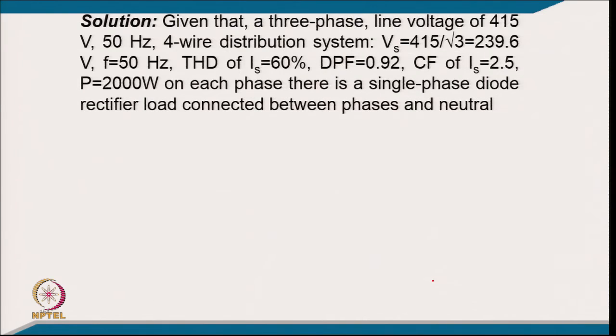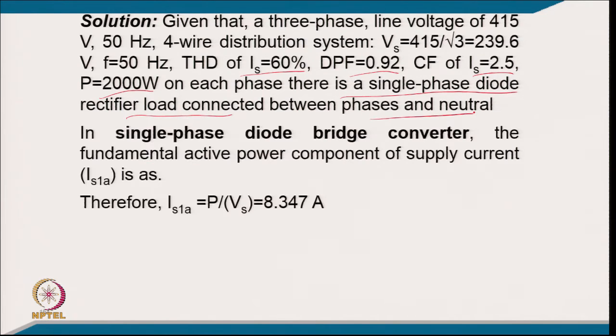This is the neutral current, and this is the 3-phase current of this shunt active filter, and this is the DC link voltage. So, coming to the solution part of it, given a 3-phase line voltage of 415 volt 50 Hz, 4-wire distribution system, the supply voltage is 415 by root 3, and that is equal to 239.6 volt, and frequency is 50 Hz, and total harmonic distortion is 60%, displacement factor is 0.92, crest factor is 2.5, and active power is 2000 watt on each phase, and there is a single phase diode rectifier load connected between the phases and neutral.